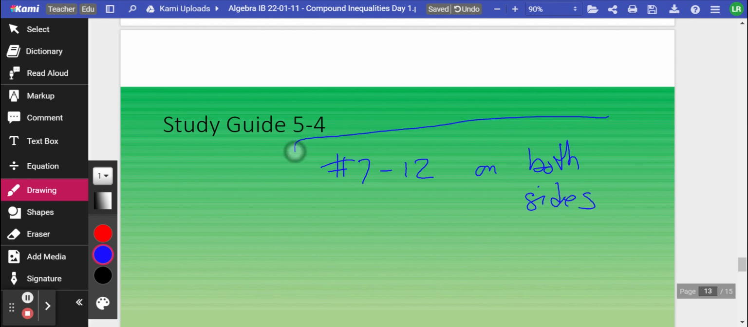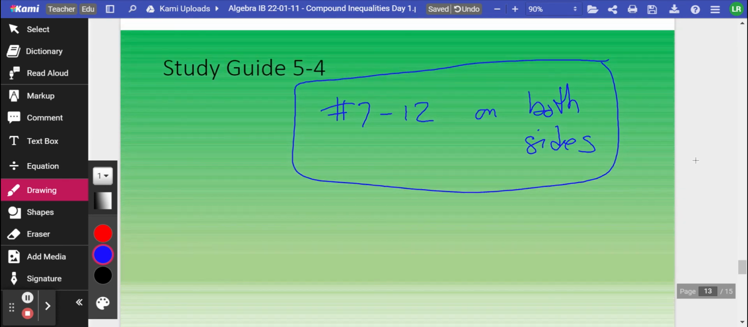Okay, don't worry about numbers 1 to 6. We are going to do those, but we're going to do those together on Thursday. Okay, so we can talk about some of those. So don't worry about 1 to 6. You are only doing numbers 7 to 12 on both sides. The sub does have answer keys. So if you need to see the answer key, make sure you talk to the sub.